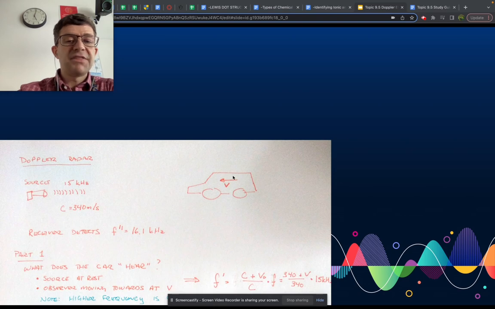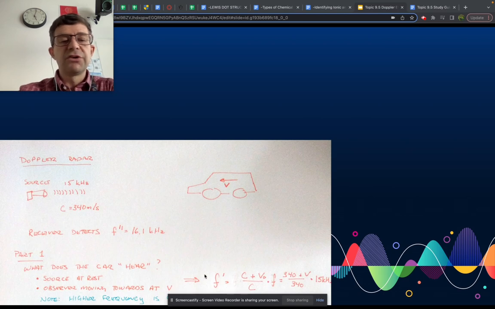In part one, we think about what does the car hear? What's this Doppler shift being experienced? Well, the source is at rest. The source is the radar gun. The frequency is 15 kilohertz. The speed of sound is 340 meters per second. And the observer is moving towards at velocity v.